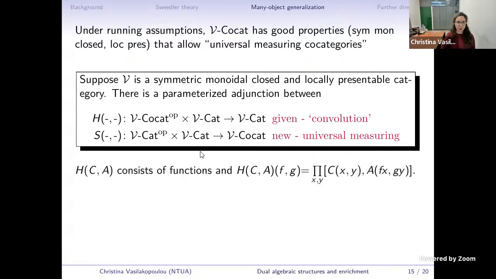Okay, and just to convince you, what is this functor that I said looks like convolution? Well, on the level of objects, if I take objects of C and objects of A, then the resulting category has as objects the functions from C to A, which is very good, the power set of the objects.